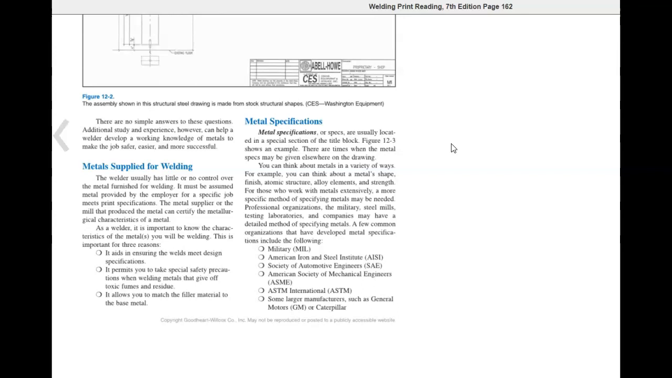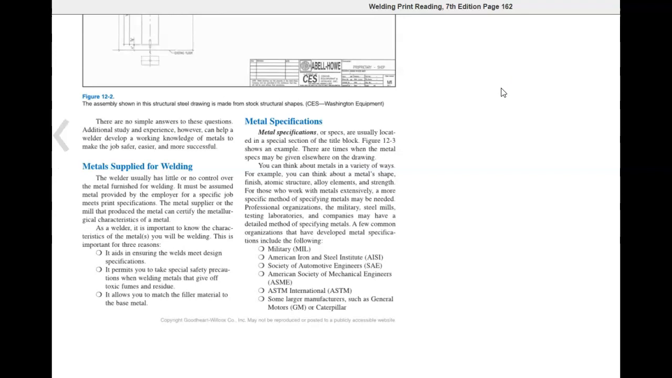As a welder, it is important to know the characteristics of the metals you will be welding. This is important for three reasons. It aids in ensuring the welds meet design specification. It permits you to take special safety precautions when welding metals that give off toxic fumes and residue. It allows you to match the filler material to the base metal. Metal specifications. Metal specifications or specs are usually located in a special section of the title block. Figure 12-3 shows an example. There are times when the metal specs may be given elsewhere on the drawing.